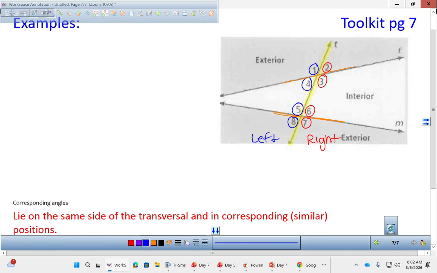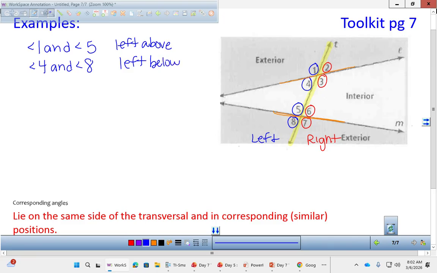So angle 1, where it says, I think it says examples on the right-hand column. Angle 1 and angle 5 are corresponding angles. These are my left above angles. Angle 4 and angle 8 are also corresponding because they are on the left side of the transversal, but each of those are under their line, right? If I'm looking at the orange line, 4 is below it and 8 is below it. So these are my left and below angles.